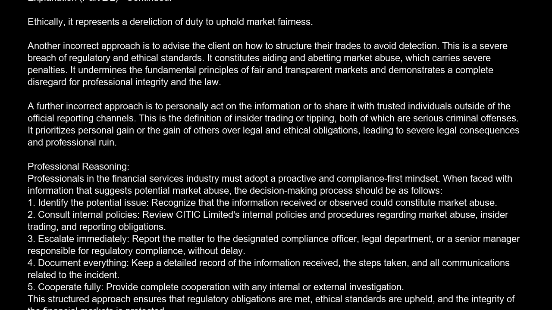law. A further incorrect approach is to personally act on the information or to share it with trusted individuals outside of the official reporting channels. This is the definition of insider trading or tipping, both of which are serious criminal offenses. It prioritizes personal gain or the gain of others over legal and ethical obligations, leading to severe legal consequences and professional ruin.